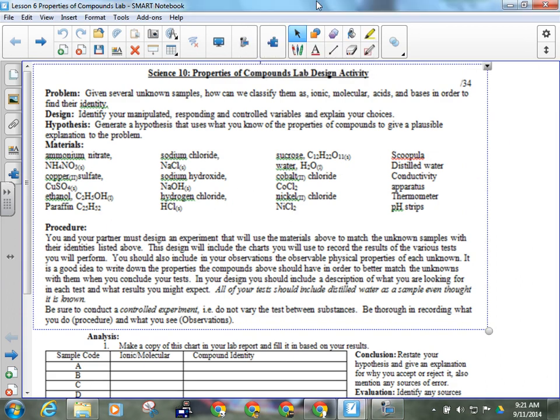All right, so this is the lab sheet you've got in front of you, or essentially the same lab sheet. The problem we're investigating is, given a bunch of unknown samples, how can we classify them as ionic, molecular, acids, and bases in order to find their identity? What are we trying to do in this lab? We're trying to find out the identity of a bunch of unknowns.